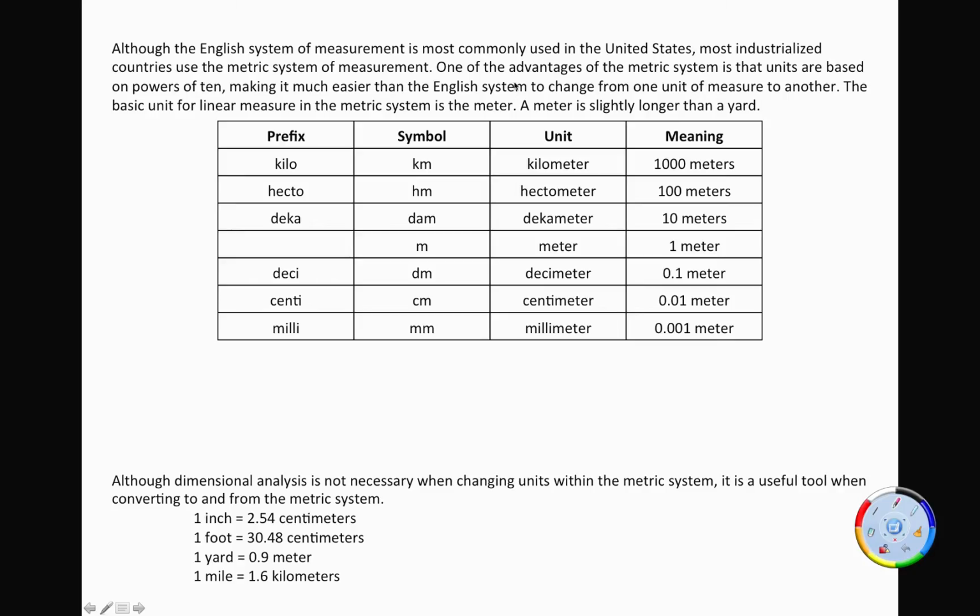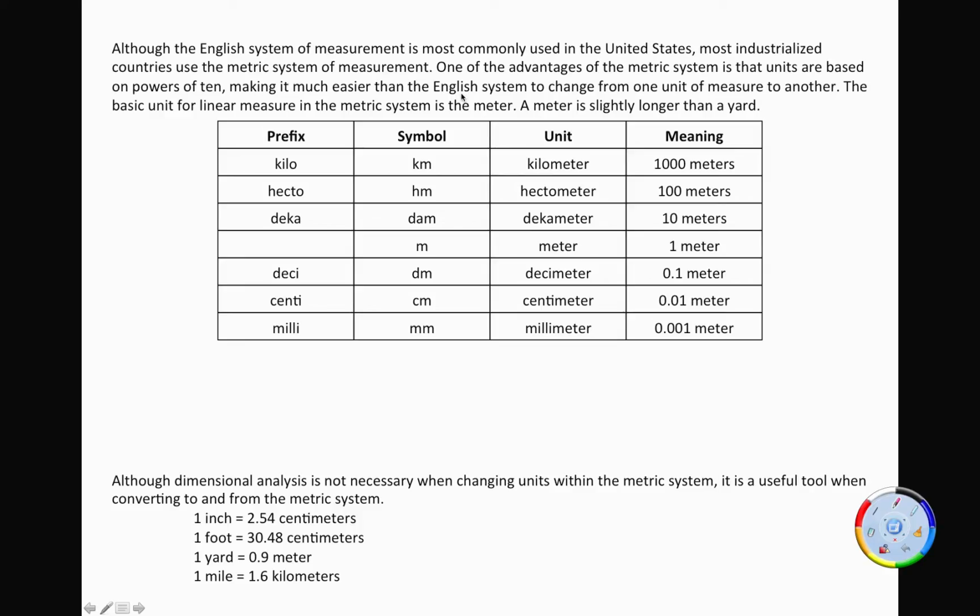But one thing is, a huge advantage is that our units are based on powers of 10, and so it's much easier than the English system to change from one unit of measure to another. Notice our conversion numbers we had to use in the English system were 3, 12, 5,280. In the metric system, you're only multiplying and dividing by powers of 10, which in essence means all you have to do is move the decimal. If you multiply by 10, it adds a 0, or in other words, moves the decimal to the right. If you divide by 10, you move the decimal to the left.